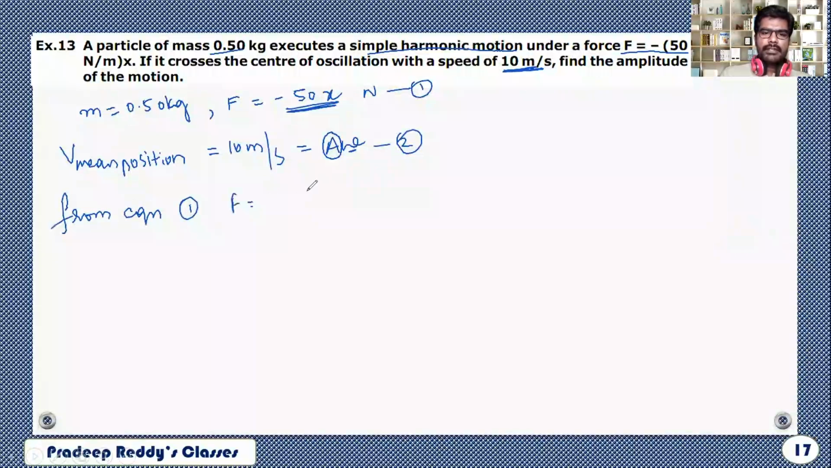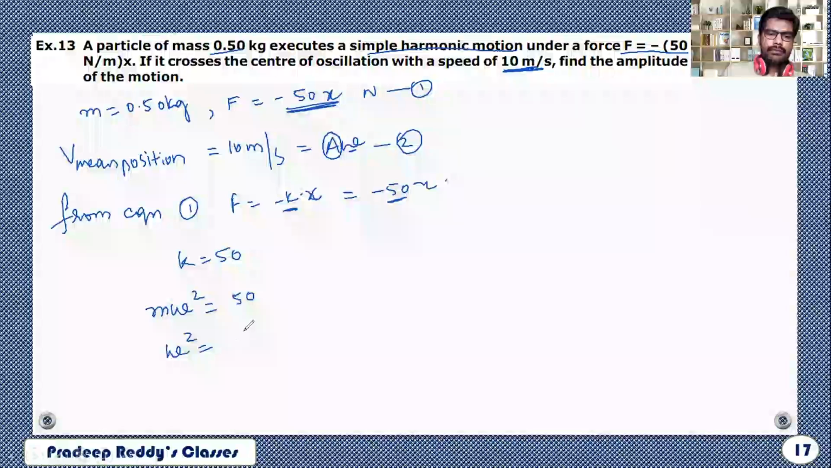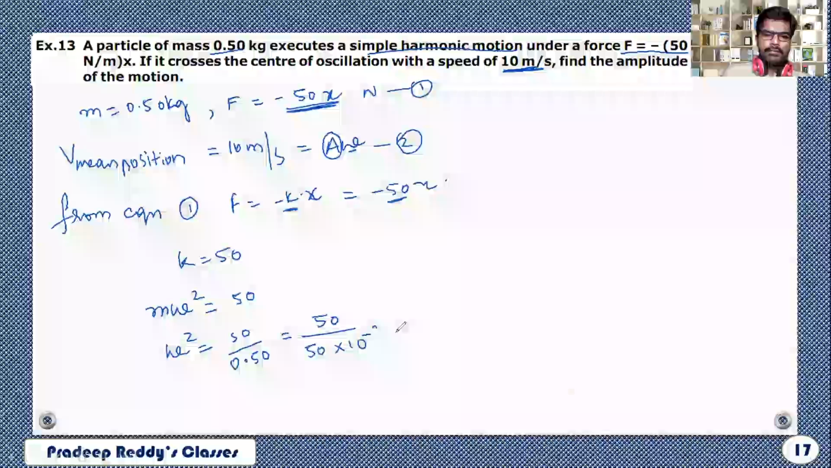F is equal to minus k into x, and this is equal to minus 50 into x. What is the value of k? K is equal to 50. But what is k? K is equal to m omega square, which is equal to 50. Omega square is equal to 50 divided by the mass of the particle, 0.50 kg. That is 50 divided by 50 into 10 power minus 2. This 50 and this 50 get cancelled. Omega square is equal to 100.